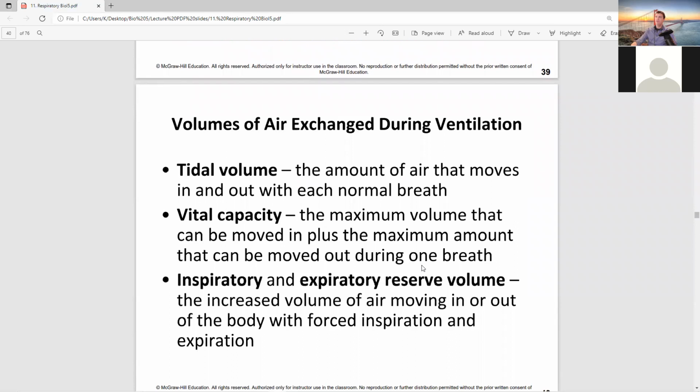So, volumes of air exchange during ventilation, you have a couple of key words here. You have tidal volume, which is the amount of air that moves in and out with each normal breath. Then you have vital capacity, which is the maximum volume that can be moved in plus the maximum amount that can be moved out during one breath. Then we have inspiratory and expiratory reserve volume, which is the increased volume of air moving in or out of the body with forced inspiration and expiration.